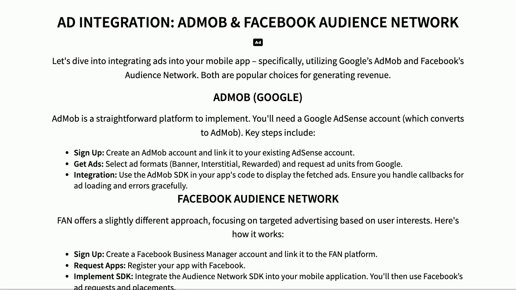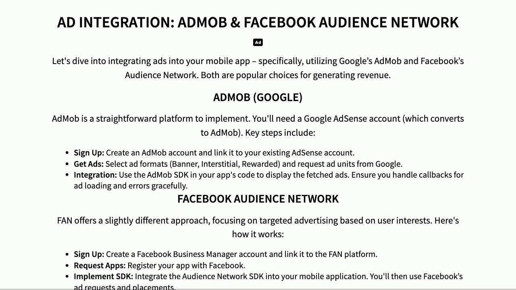Okay, let's talk about bringing in some revenue through ads. We'll look at two popular options, AdMob from Google and Facebook's Audience Network. Both are great ways to earn money from your app, but they work slightly differently. With AdMob, you basically create an account, connect it to your existing AdSense account, and then request different types of ads like banners or interstitials from Google. Then you integrate the AdMob SDK into your code to actually display those ads.